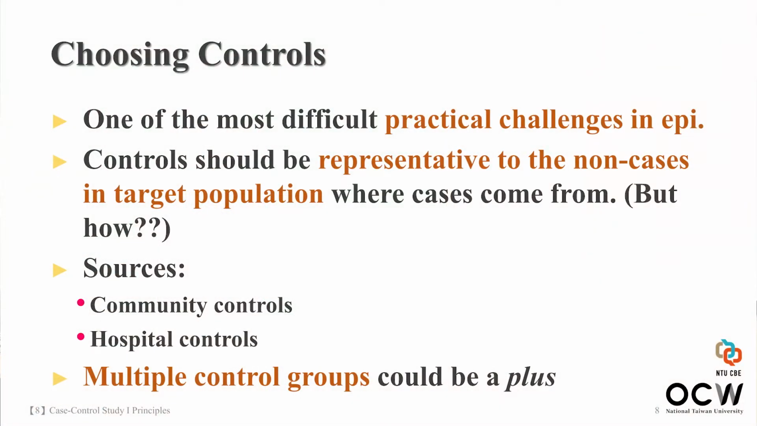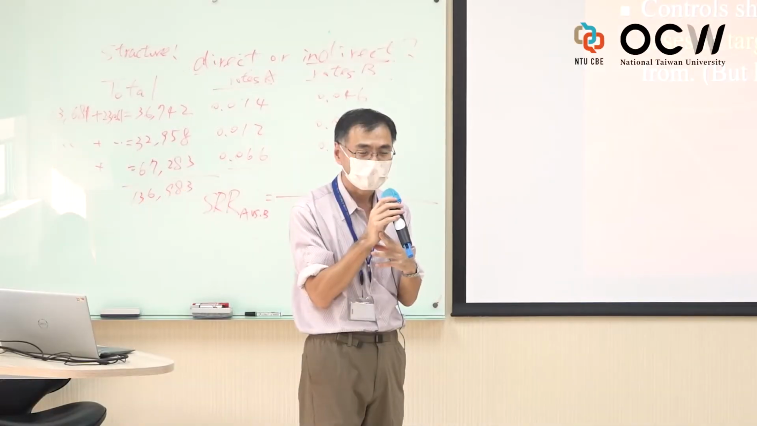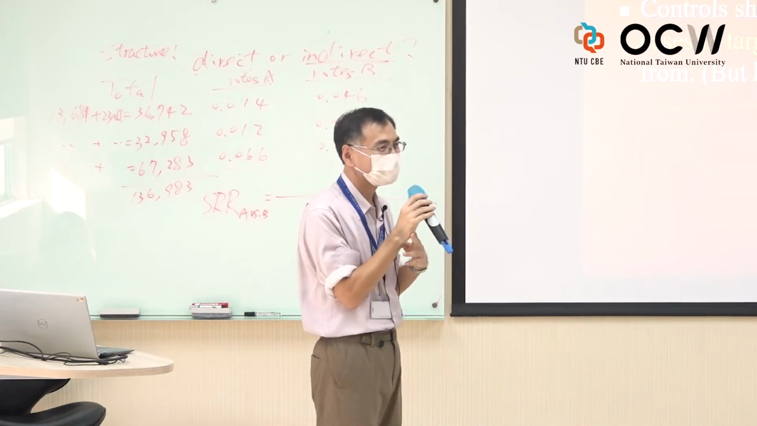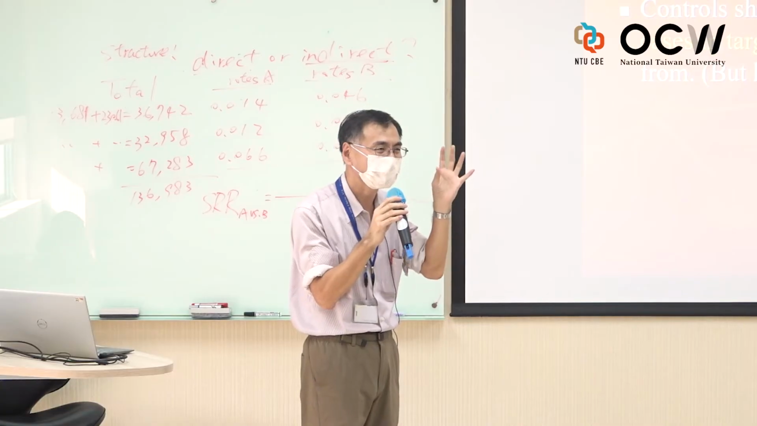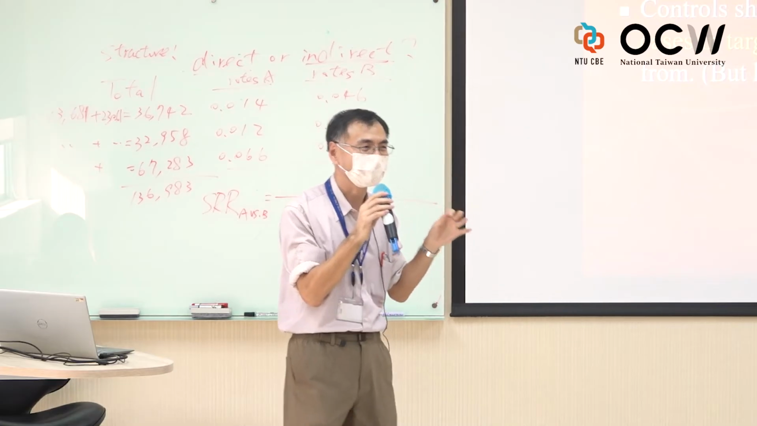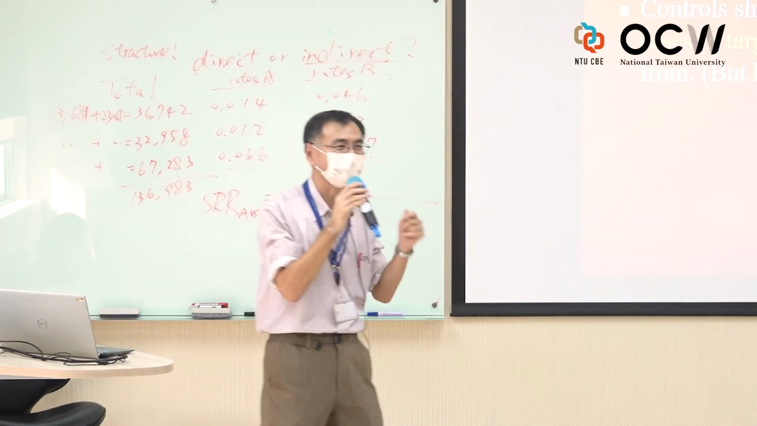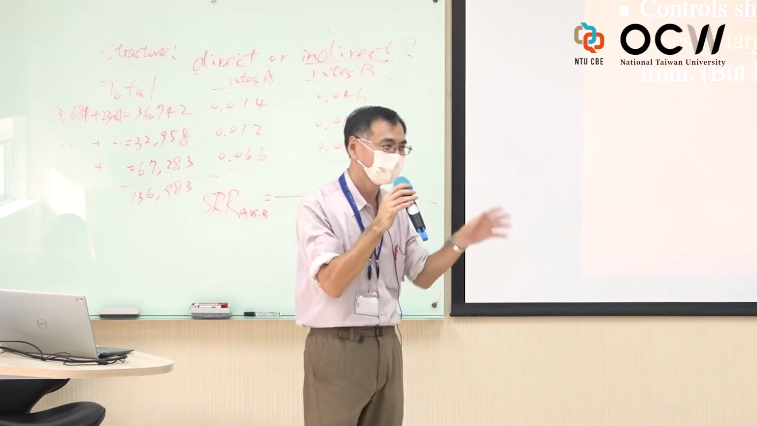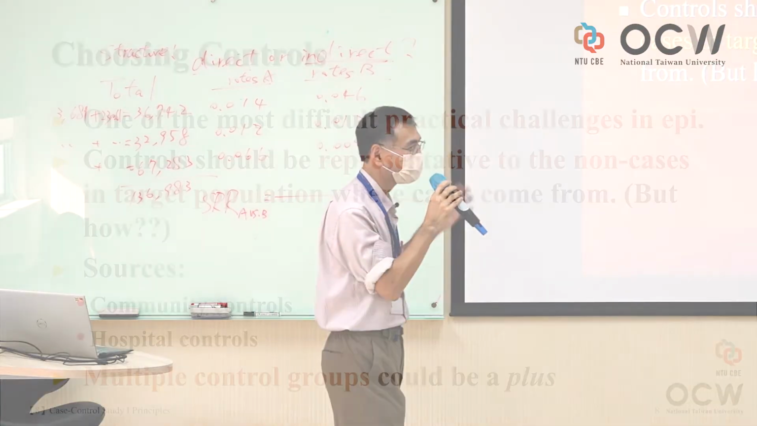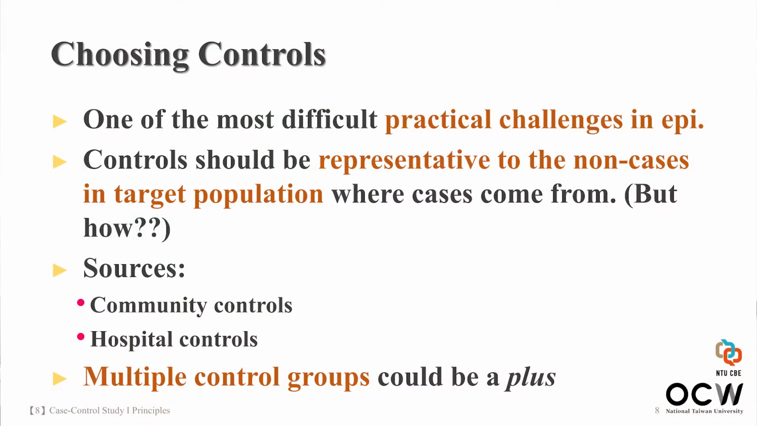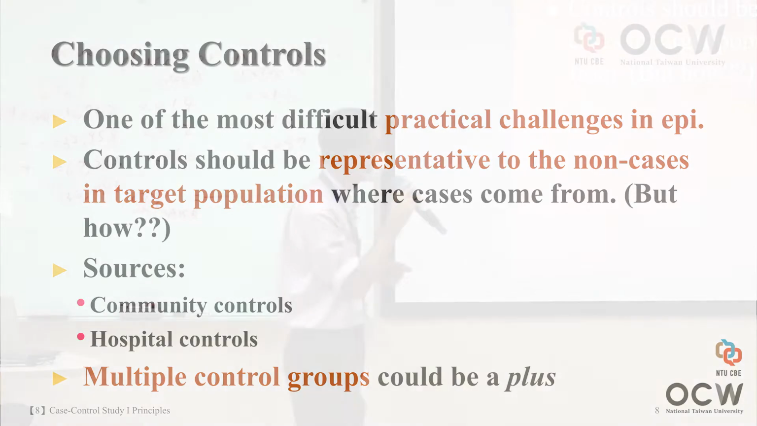First of all, the control should be representative of the non-cases in the target population. Okay? But the non-cases is not a fixed idea, it's a dynamic idea, right? People might get a disease, be without disease, and get a disease and be without disease again, right? It's kind of dynamic, not fixed. It's very hard to have a clear idea about what is a so-called representative control group, which is representative of the non-cases all the time.